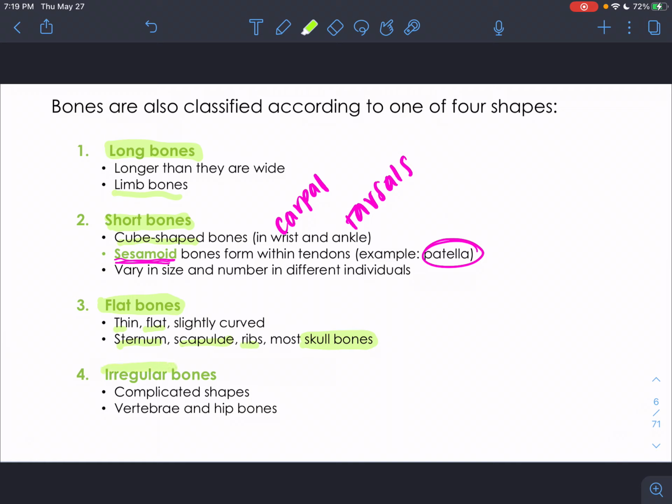And then finally, we have irregular bones. So those are the bones that don't really necessarily fit into the other categories. So they're just kind of weird shapes. So for example, your vertebrae and your hip bones. Okay. Also, you have a bunch of little tiny bones in your ear, the stapes, malleus, incus, they're known as your ossicles. Those are also considered an irregular bone.